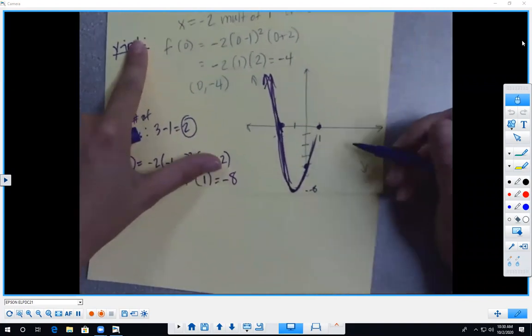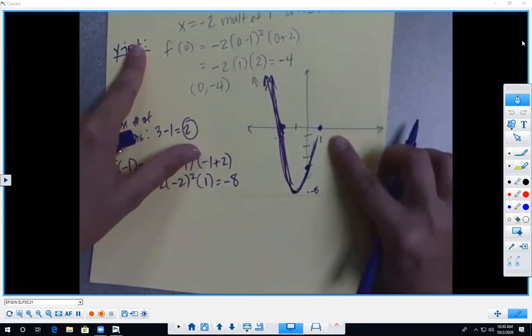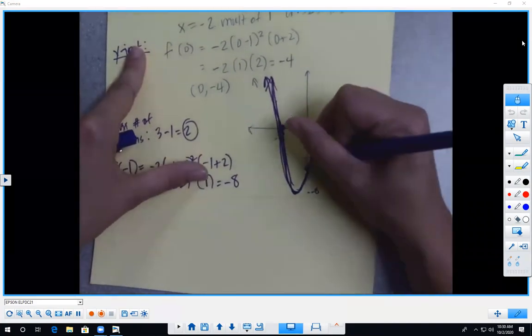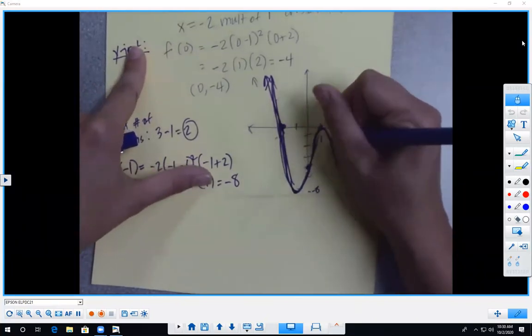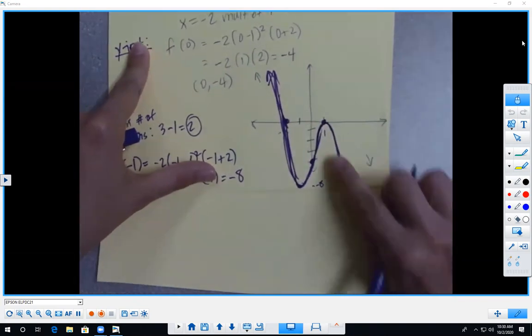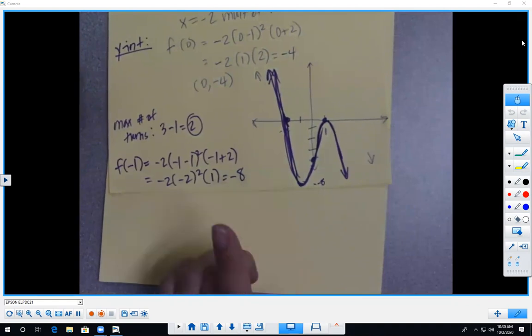At 1, what's going to happen? It's going to bounce off of it and go back down, because at 1, it had a multiplicity of 2, which means it touches and turns. So it's going to bounce off of it and come back down. And that's what makes this fall on the right. If it didn't bounce off of that, it would not fall on the right. Questions about that? And you could check that on your calculator. You could put that function in your calculator.